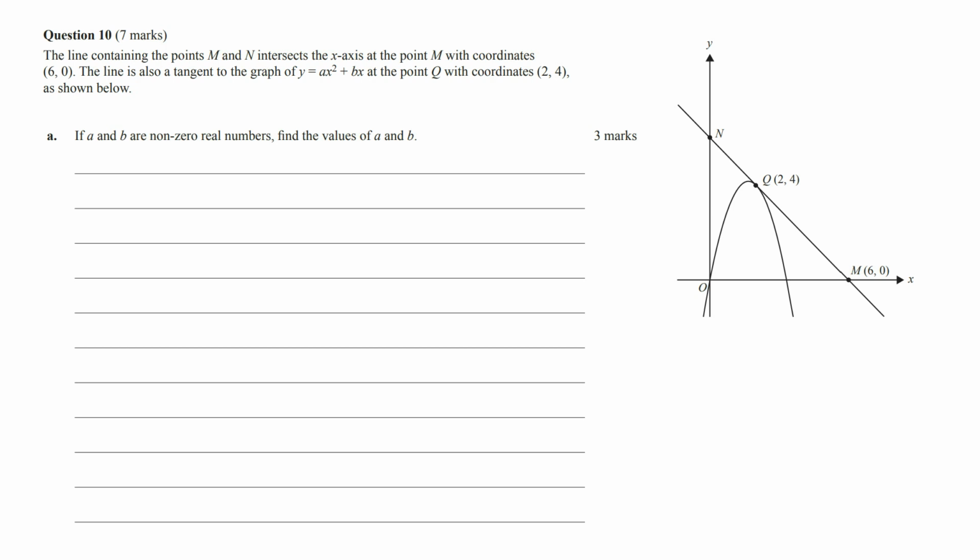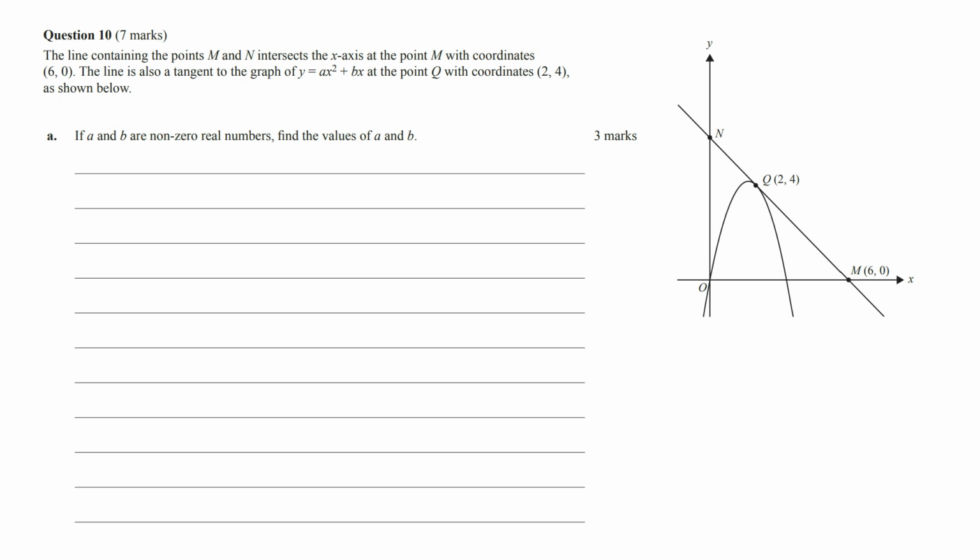Hey guys, in this video I'll be answering the Maths Methods Sample Exam 1 question 10. Reading the question, we've got the line containing the points M and N intersects the x-axis at the point M with coordinates (6, 0). The line is also a tangent to the graph of y equals ax squared plus bx at the point Q with coordinates (2, 4), as shown below. If a and b are non-zero real numbers, find the values of a and b.